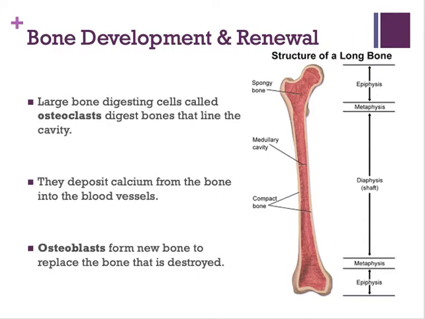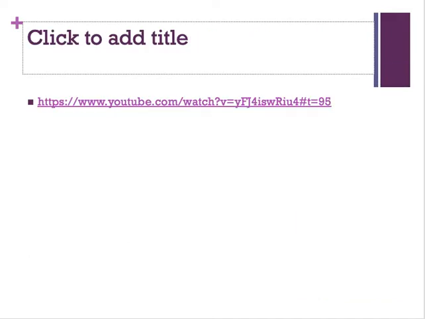Just to mention as well that there are two different types of cell involved in this process. There are the osteoclasts that do the digesting of the bone and line the cavity in here. When they digest that bone, they release the calcium into the blood. And then the osteoblasts are the bone forming cells, and they form the bone on the outside of the bone. And there's a nice YouTube clip on that if you'd like to have a look at it.